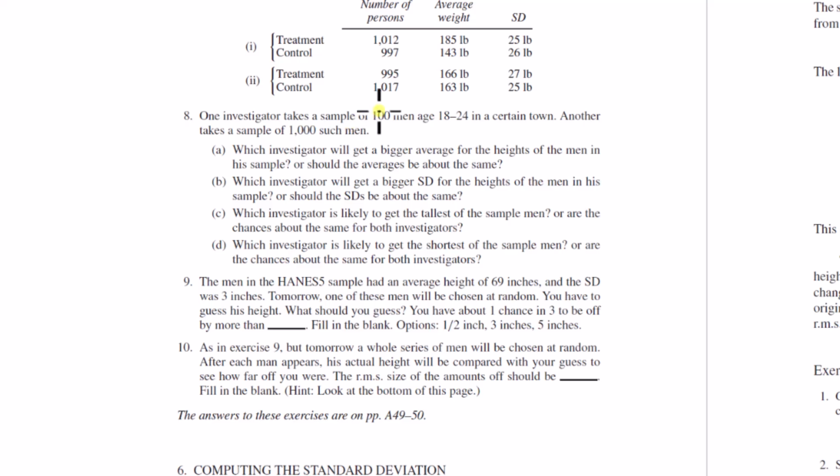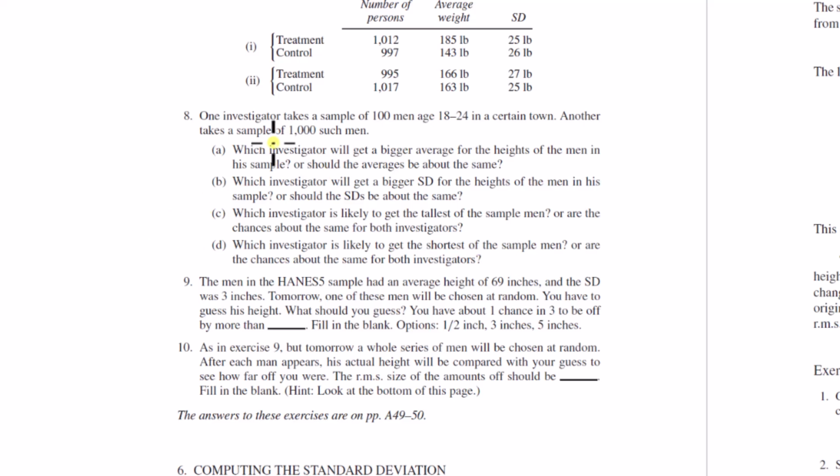Okay, so for these 100 men, the heights are going to have a certain standard deviation. Same thing with these 1,000 men. The standard deviations should be about the same, just like the average. Okay, which investigator is likely to get the tallest of the sample men? Or are the chances about the same for both investigators? And then D here is saying the same question, but for the shortest.